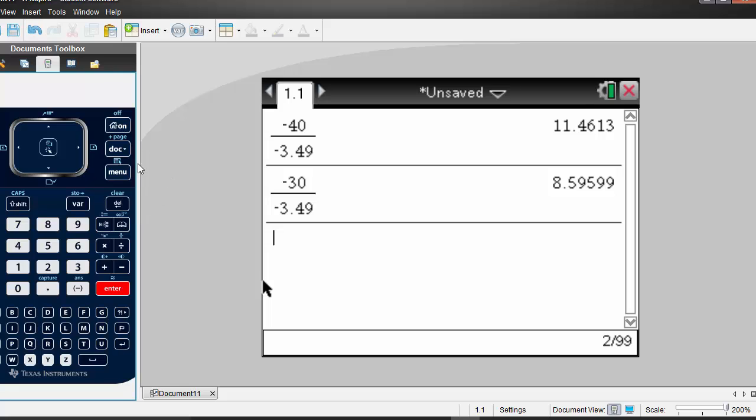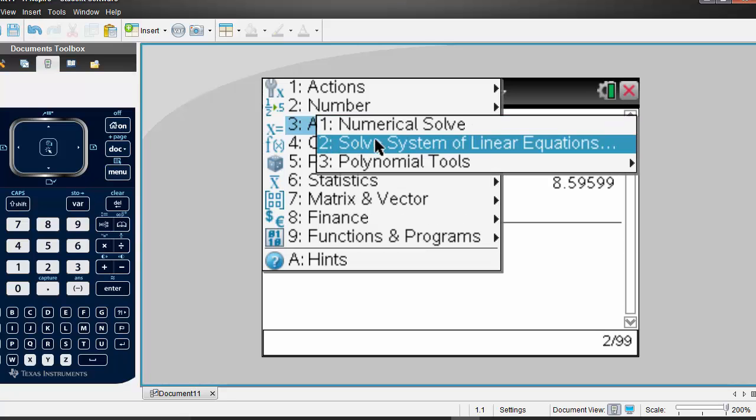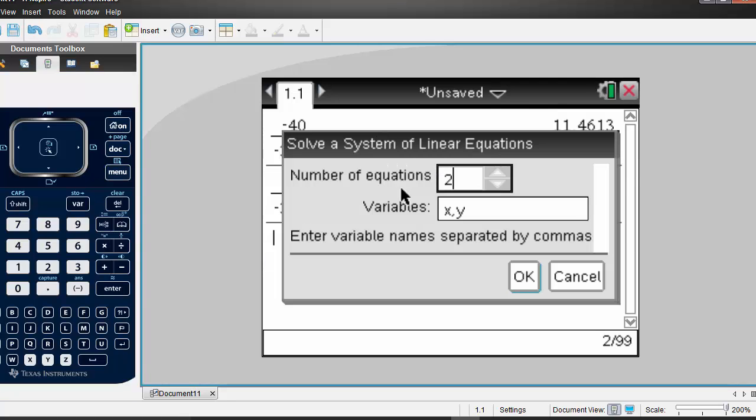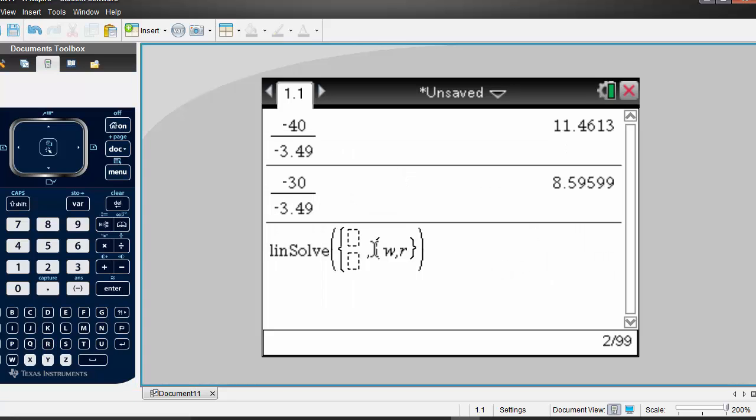Okay, so we're back to our calculator here, and what I'm going to do is go to menu, algebra, solve system of equations. There are two equations. My variables are w and r. It says x and y, so I'm going to delete these and change them to w and r. So I'm going to hit w, comma, r, and then hit OK.